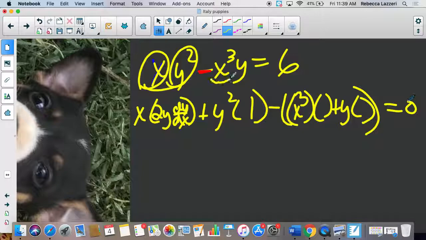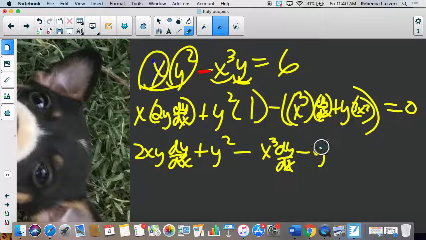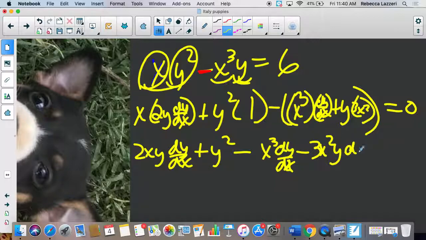This is going to be first, what's the derivative of y? Y prime. Sorry, that's messy. And this is going to be 3x squared. All right, so I have 2xy dy dx plus y squared minus x cubed dy dx minus 3x squared y, I just kind of fix it up a little bit, 3x squared y dy dx equals 0. I always have to stand back from it and make sure I did it right.